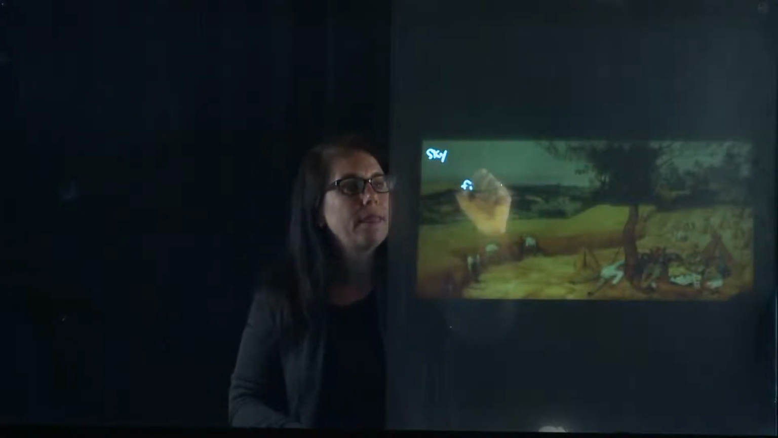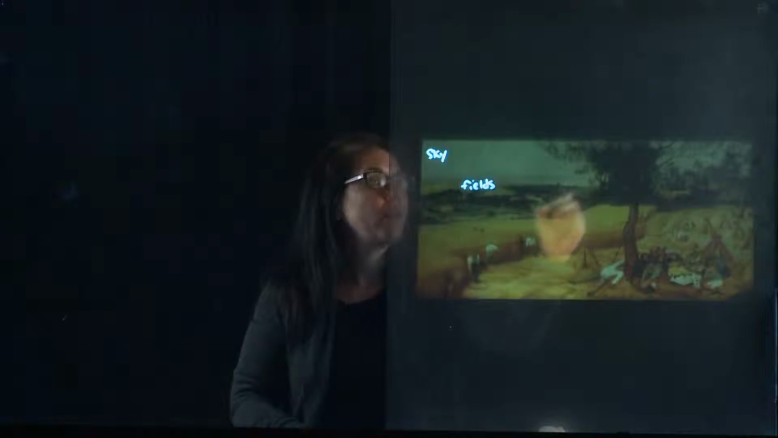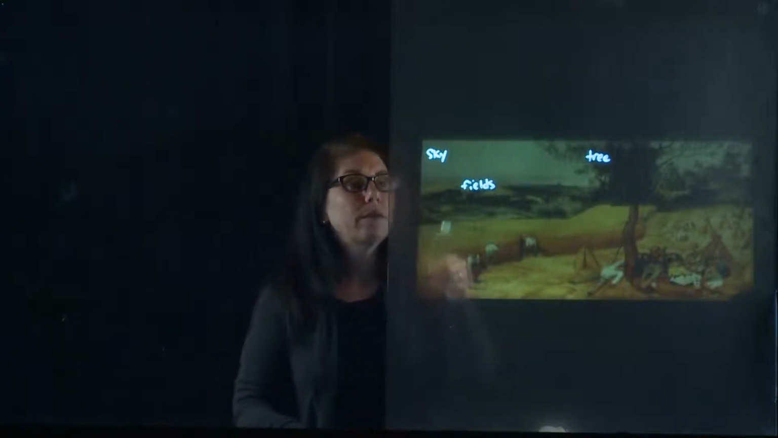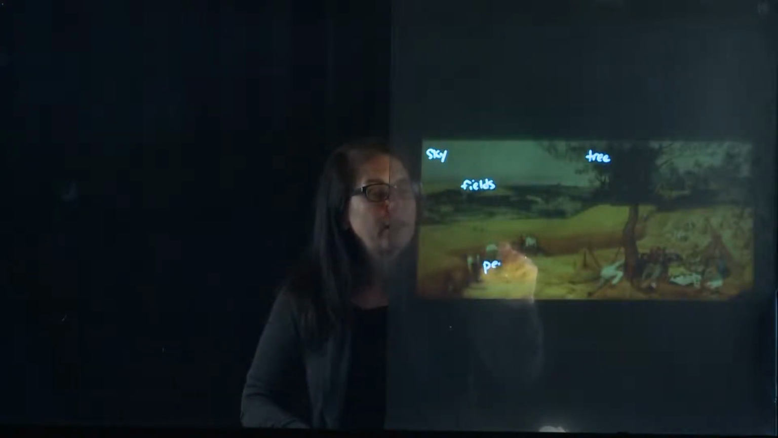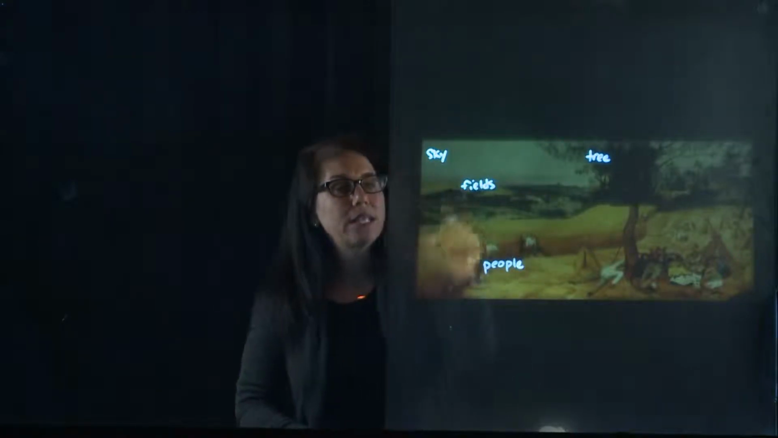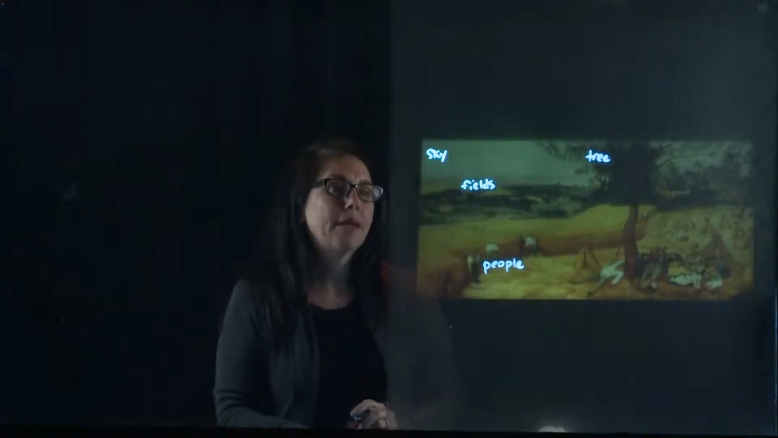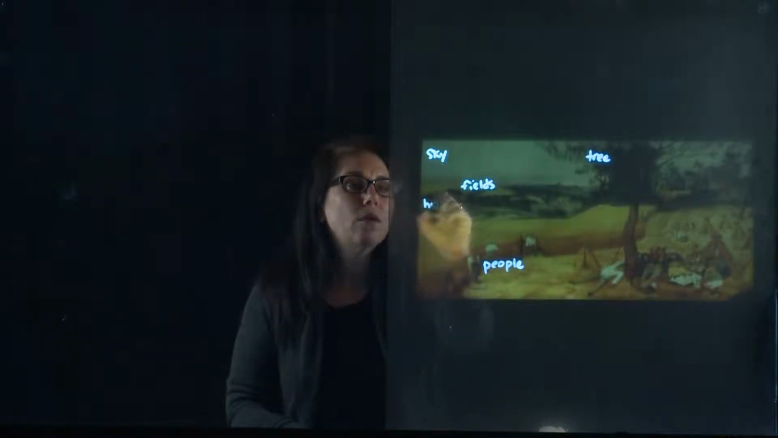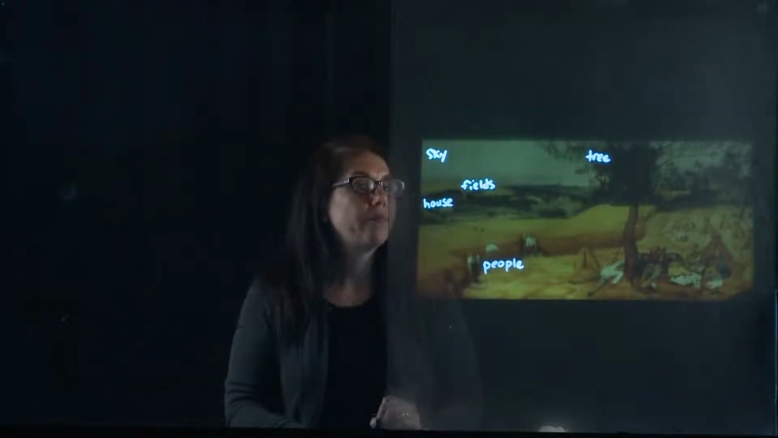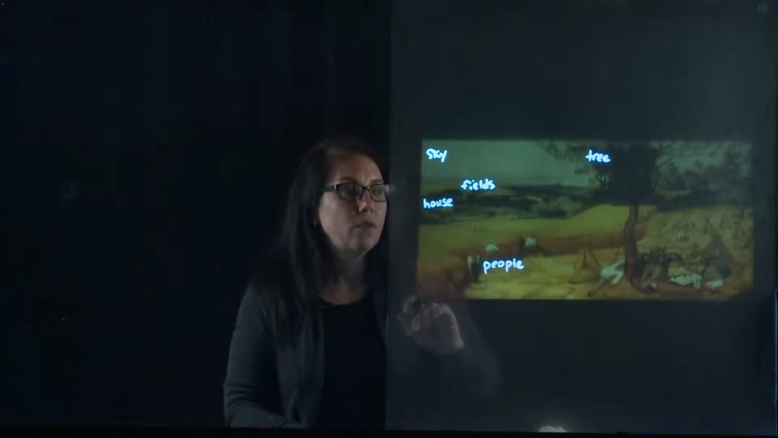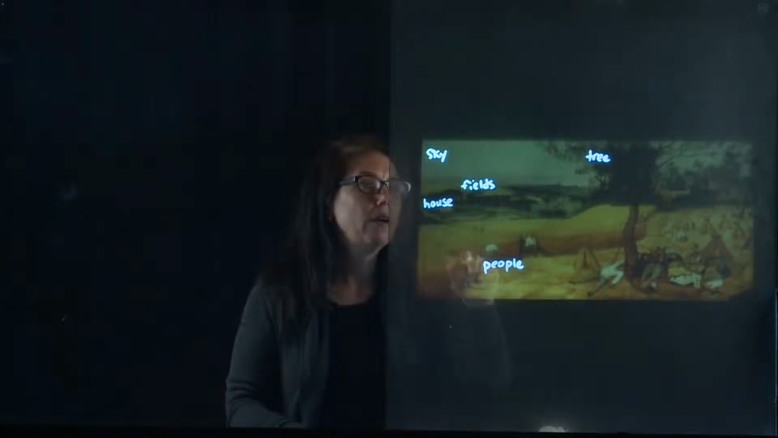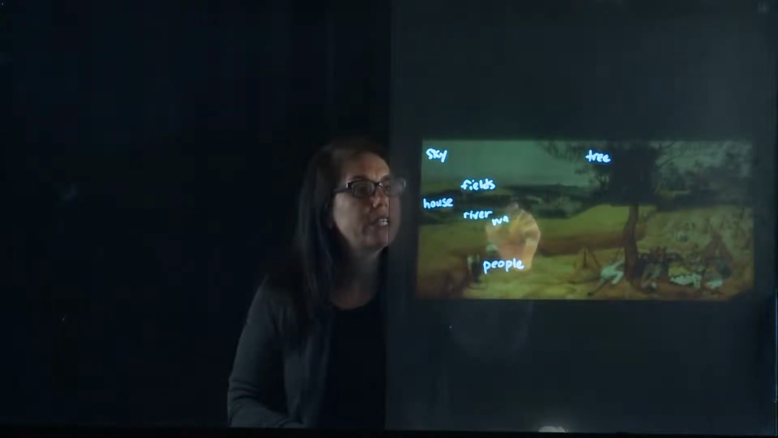Sky. Good example. Fields. Tree. People. Here or here? The first one. Do we see any details here that we can name? Is that a house? House. Is that water? Is that a river or something? Here? Like, yeah. I can't really tell. I'll put water just in case.